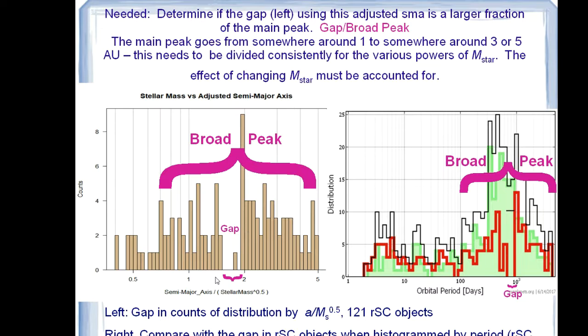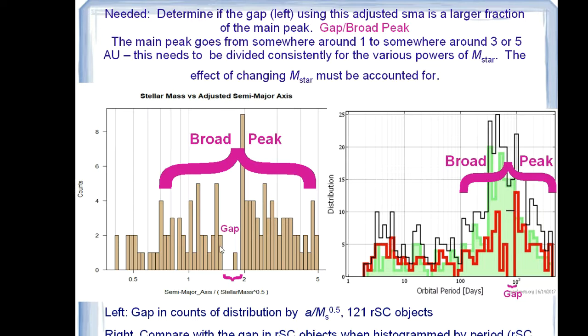Here we're looking at the gap for the adjusted semi-major axis, and you see that it's wider than what I had previously shown and published, the gap in period, which is a different power of stellar mass. And of course, I have to compare apples to apples. I have to compare it to the width of the broad peak.